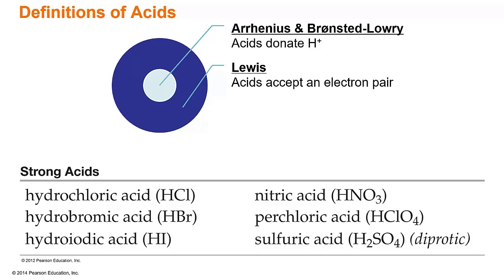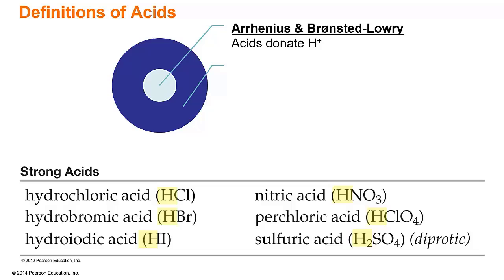There are three main classifications of acids. We have Arrhenius, Bronsted-Lowry, and Lewis. Each one is just a different way of looking at whether or not something is an acid or a base. To begin with, we've got these examples here shown of strong acids, and we'll talk about what strong acids versus weak acids means momentarily.